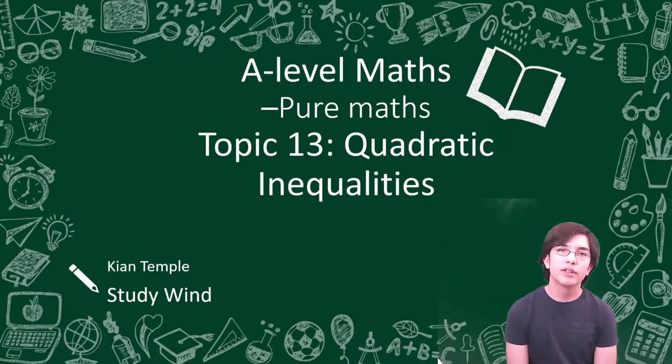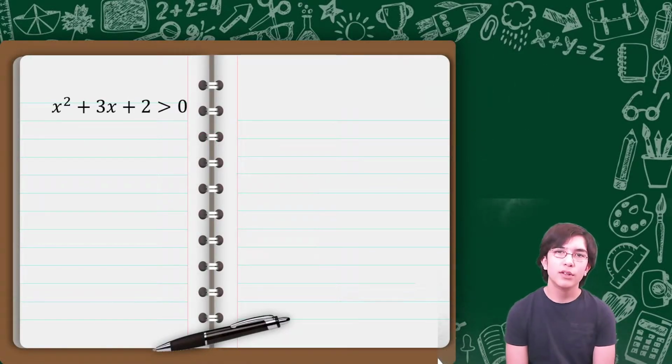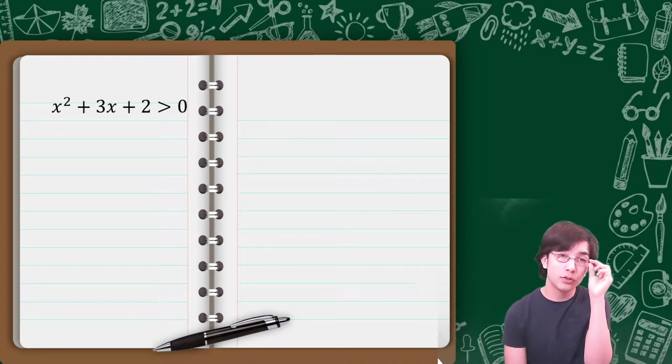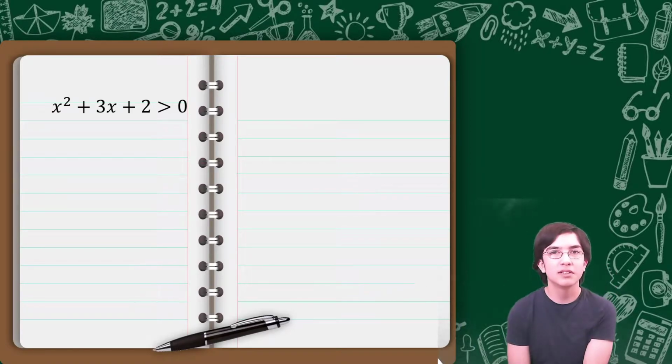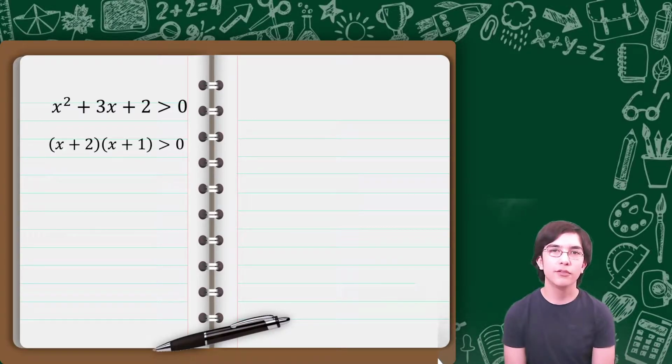Today we will be looking at quadratic inequalities. So quadratic inequalities, much like normal inequalities, have a greater than or less than sign. And, much like normal quadratic equations, they have an x squared, some amount of x squared. So we solve them like we would a normal quadratic equation.